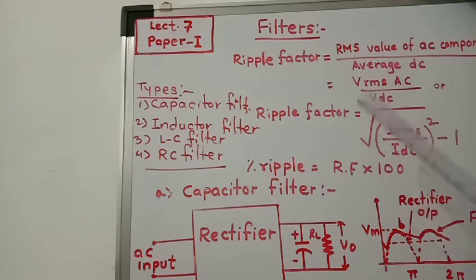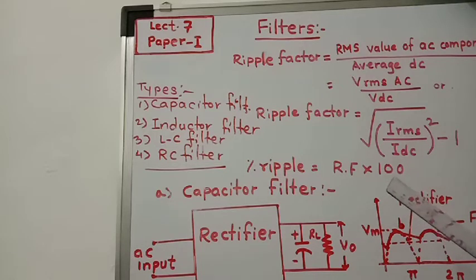We know that the efficiency is equal to output power divided by input power. So rectification efficiency is equal to DC output power which is delivered to the load, divided by AC input power in the transformer secondary. It is called the rectification efficiency.